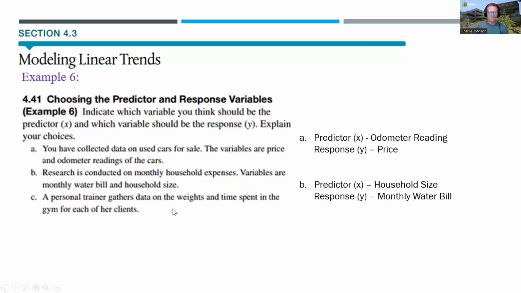For this one, as a personal trainer, if we're training them and we know we can get them to work out pretty hard, we know that time spent in the gym is going to cause them to lose weight if it's done right. Therefore, we're going to use the predictor of time spent in the gym to have a response of weight or weight loss. So the predictor X is time spent in the gym, and the response Y is the weight of the person.